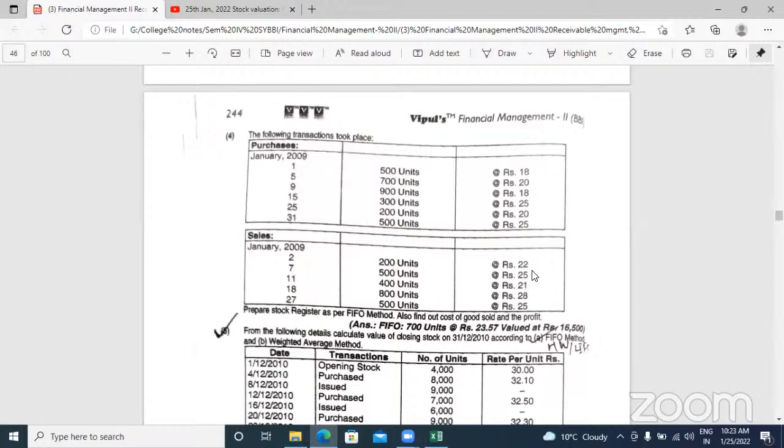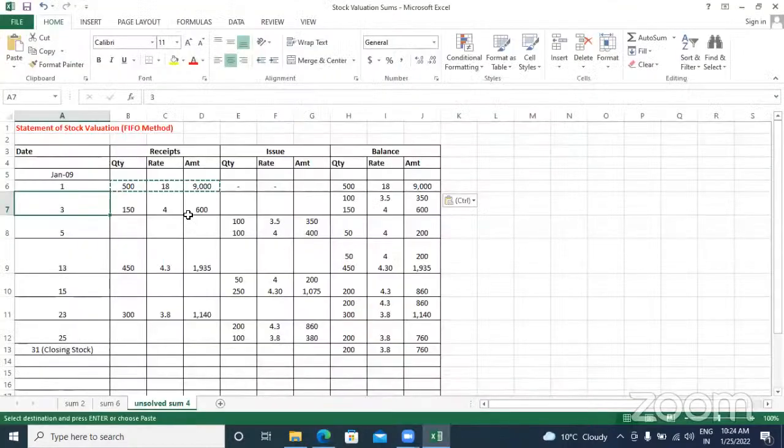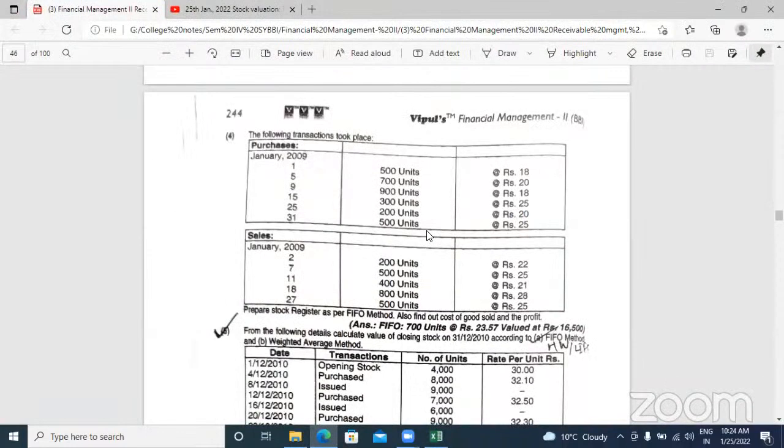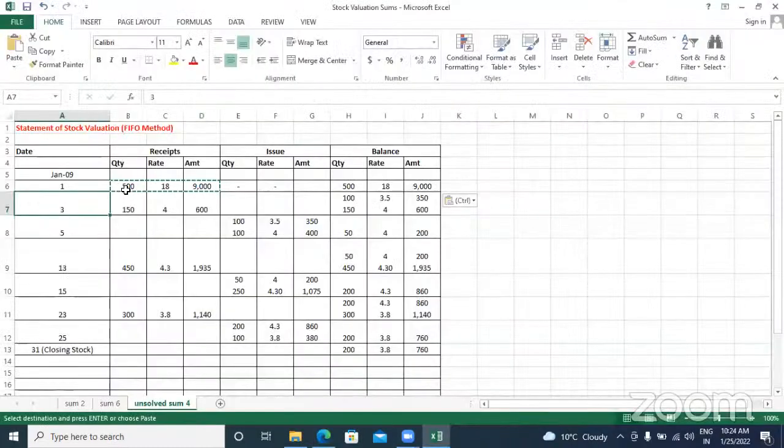So ignore, always remember the values of purchases, the rate of the purchases has to be considered, and the rate of the sales will have to be taken according to FIFO method. We are doing FIFO method. So we will not follow this 22. We will follow the rate of first in, first out, the first in slot. So the slot which has come in first, we will consider its same rate. Okay. So now tell me how many units are there in your pocket?